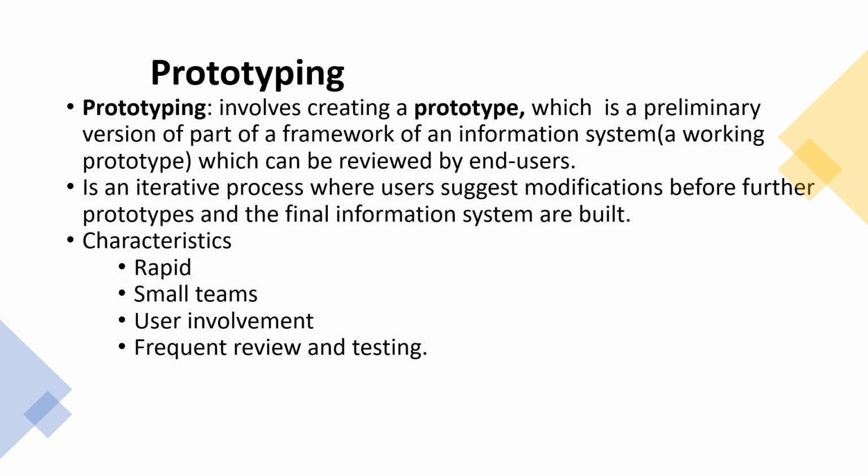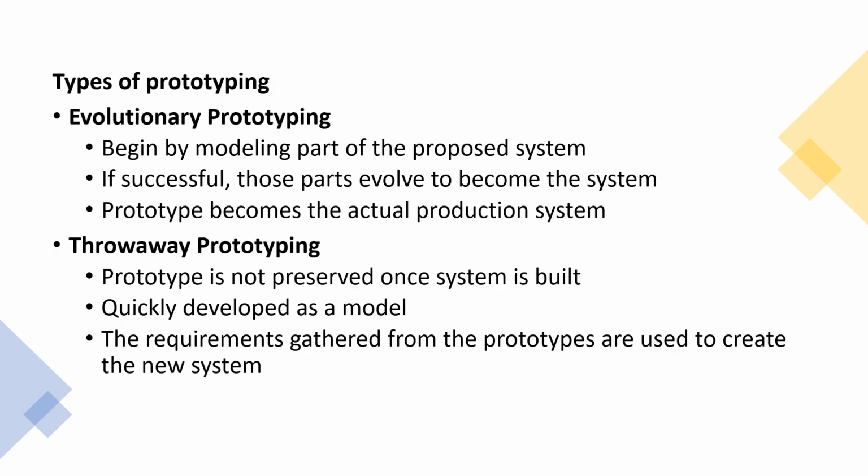It's an iterative process where users suggest modifications before further prototypes, and the final information systems are built. So the prototypes are modified every time the developer gets suggestions from users, and that happens iteratively. Characteristics are, one, it's rapid, it involves small teams, there is a lot of user involvement, and frequent review and testing.